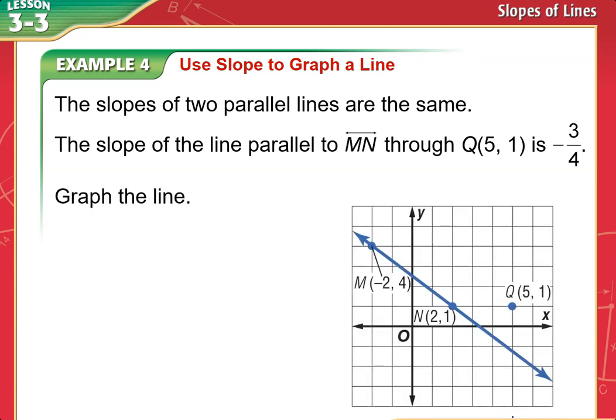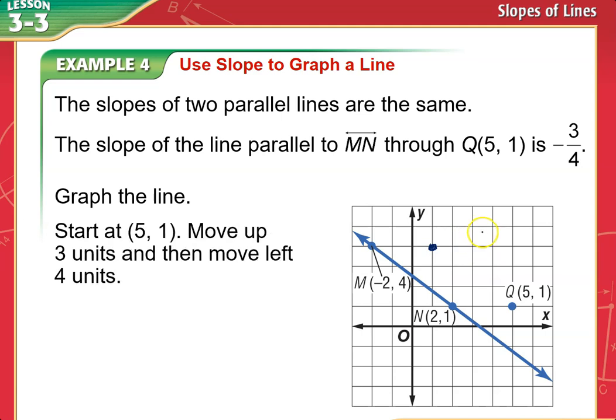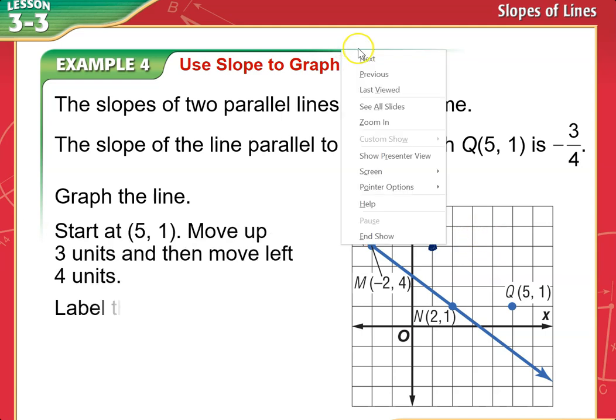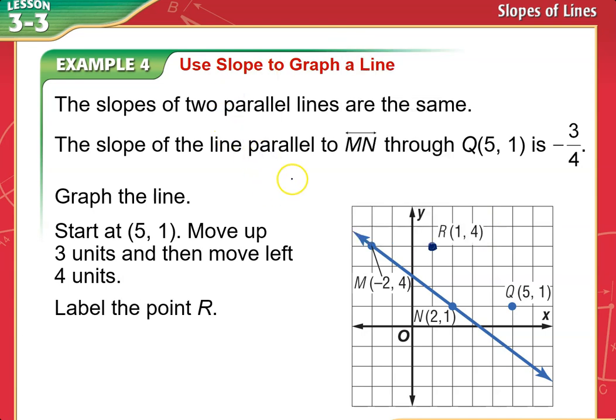Graph the line. There's our MN and there's our point 5, 1, but we also must have a slope of -3/4. So from that point, we can go up 3, 1, 2, 3, and then over 4, 1, 2, 3, 4. And we can plot a point right there and then connect them. And we'll label that point, and we draw the line in.